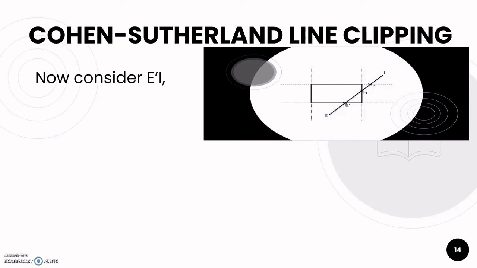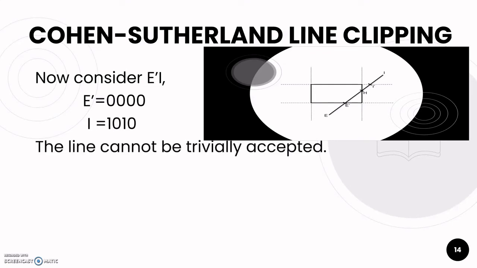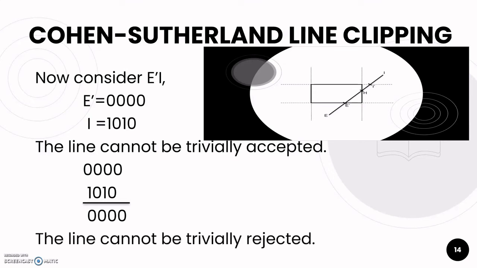Now consider the line E dash I. We are rejecting E and we are taking E dash I. Now E dash is 0, 0, 0, 0 and I is 1, 0, 1, 0. The line cannot be trivially accepted. But it cannot be trivially rejected because the logical AND of the same gives an output of 0, 0, 0, 0. So it cannot be trivially rejected either. So now, since it cannot be trivially accepted or rejected, we have to find the next point to clip the line.